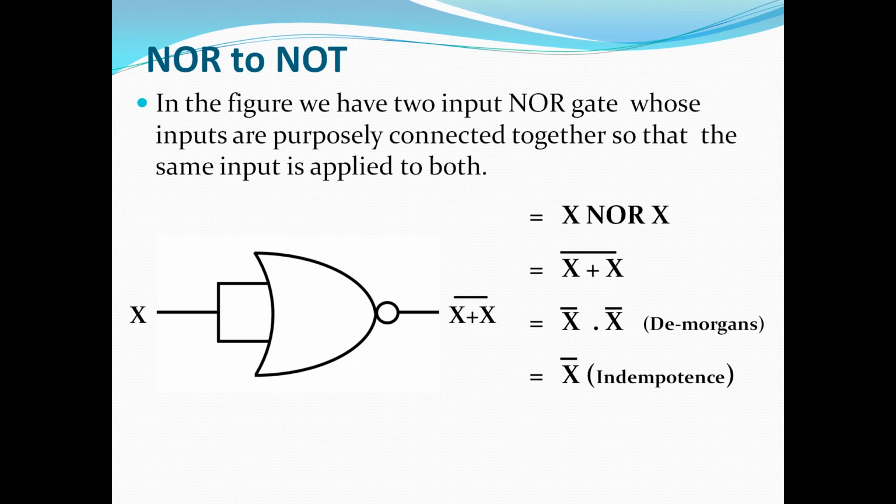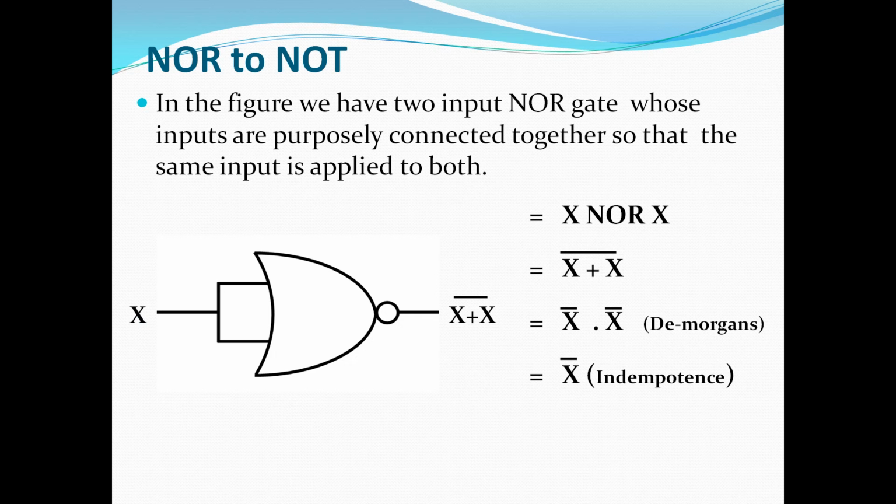After connecting the input, next is the output. In case of NOR operation, if X and Y are the inputs, the output will be (X plus Y) whole dash. Here both the inputs are the same, both are X. So whenever both the inputs are X, the output will be (X plus X) whole dash. That is the output for the NOR gate.